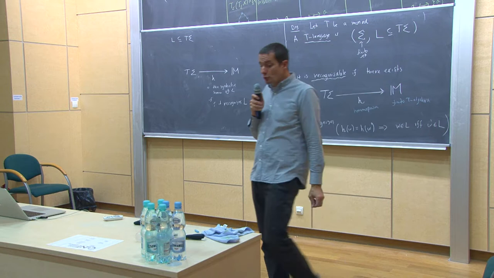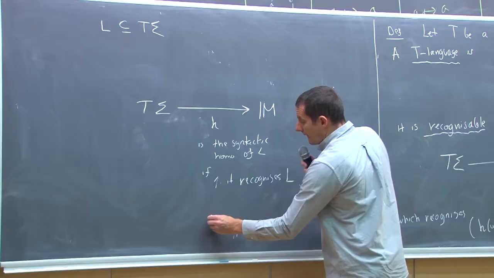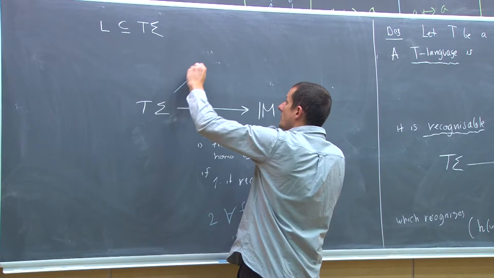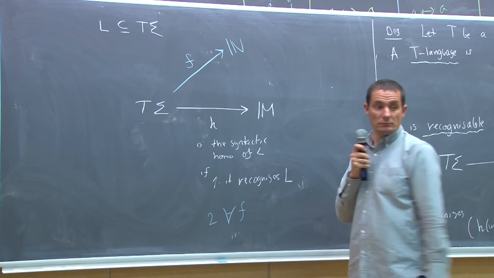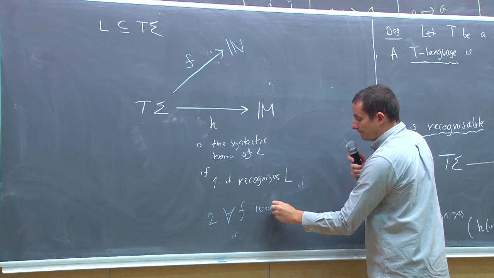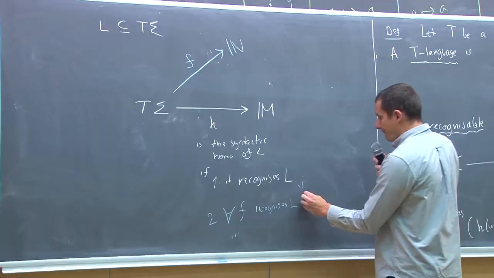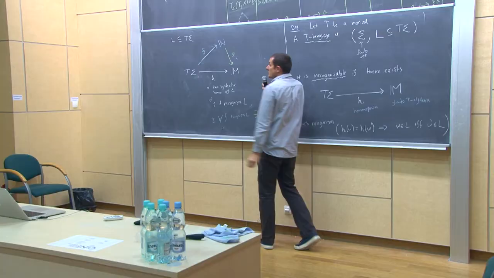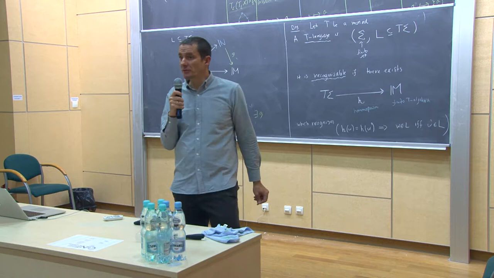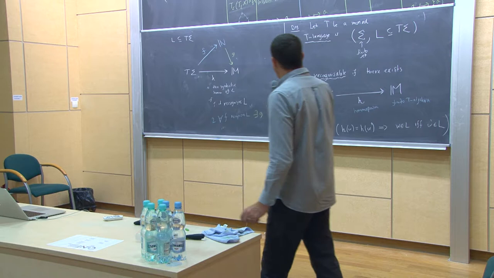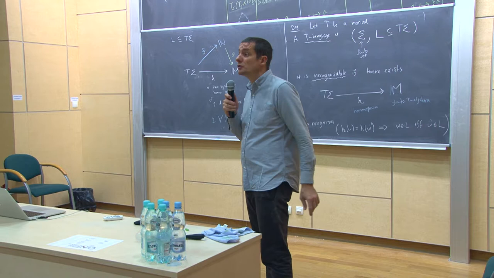What number two says is that for every other F which recognizes L into some other algebra, we want to say that this one has too much information. What that means is that there exists G which makes this diagram commute. This is a straightforward categorical formulation of being the optimal homomorphism to recognize something. You can prove that if it exists, and it might not exist, it's unique. Nothing going on here.